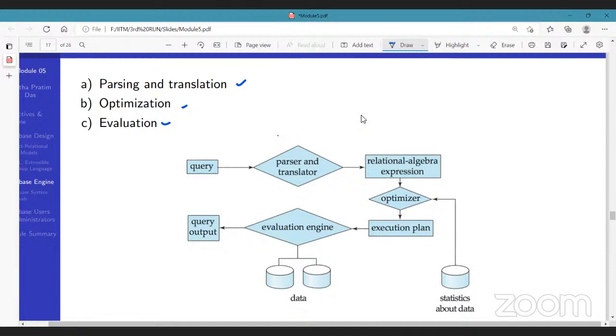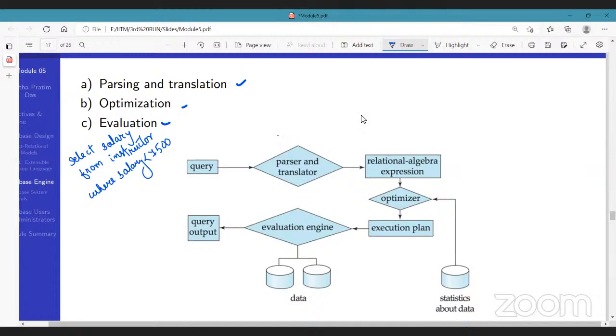Let us take an example, say: select salary from instructor where salary is less than 7500. I'm just taking an example, okay? So this particular SQL query is taken as an input.